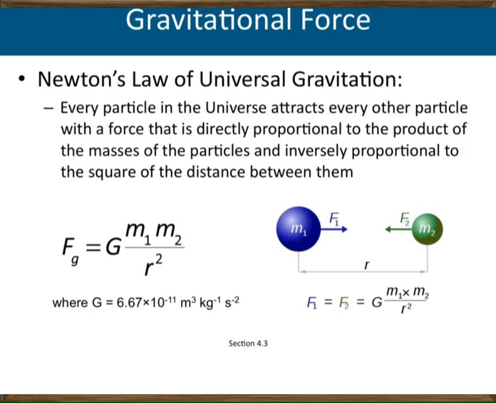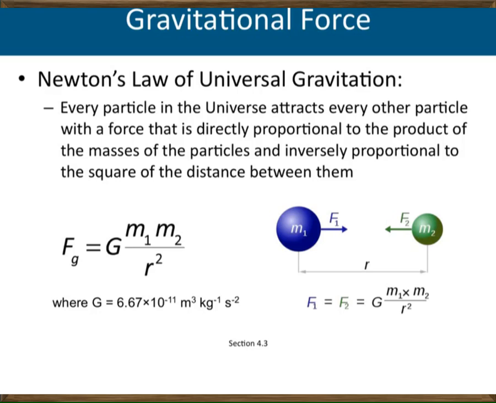And this attraction is proportional to the masses of the objects, proportional to the multiplication of the masses. If you increase one of the masses twice, then the force of attraction will be twice, okay? And it is inversely proportional to the distance between the masses. If the distance between the masses is r, and if you increase this distance by 2, the force between them will decrease by 4, because it is inversely related to the square of the distance.